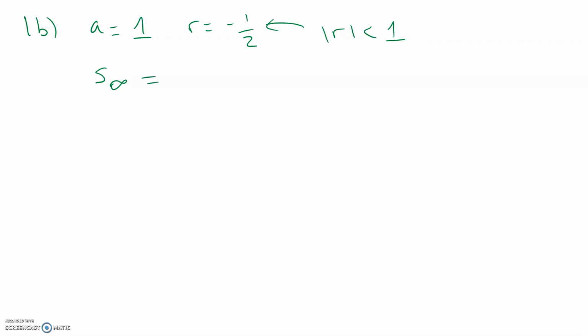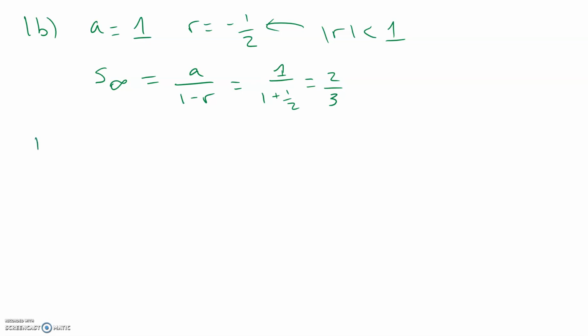And we learned that the formula was simply a over 1 minus r. So when we plug it in, a is 1. This pen is not working as well as I'd like, but we'll figure it out as we go. And that should get us a nice sum of 2/3. So that's when it's given to us clear as day. Hopefully we'll be able to figure those out.